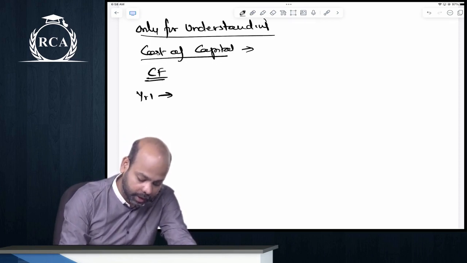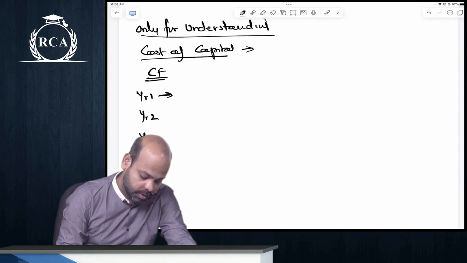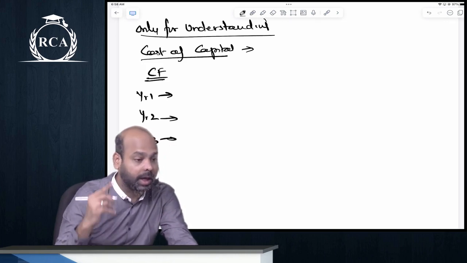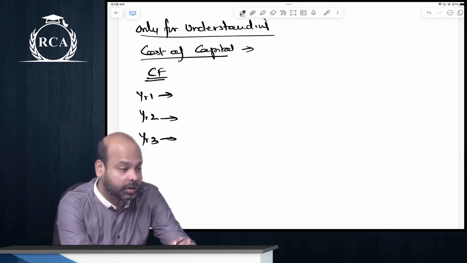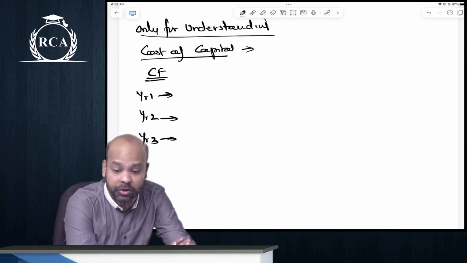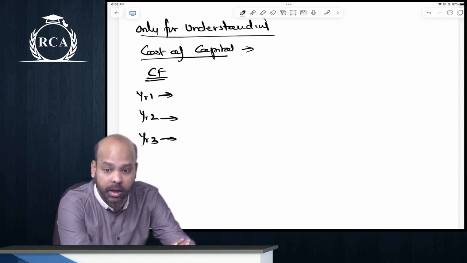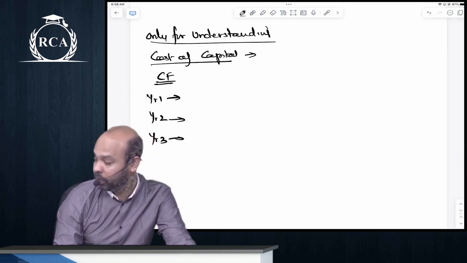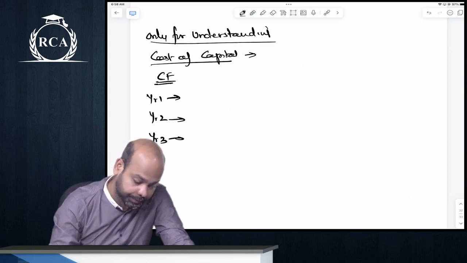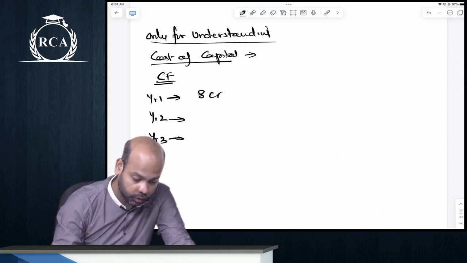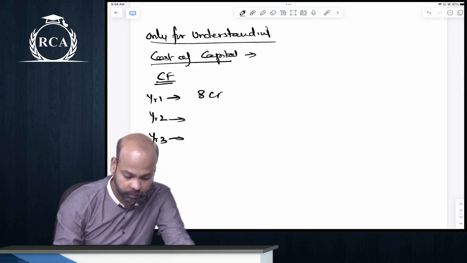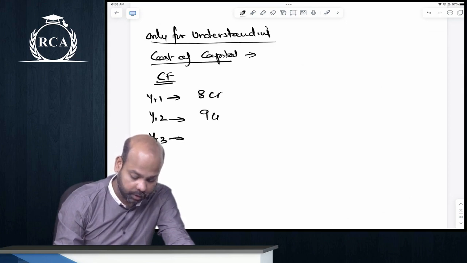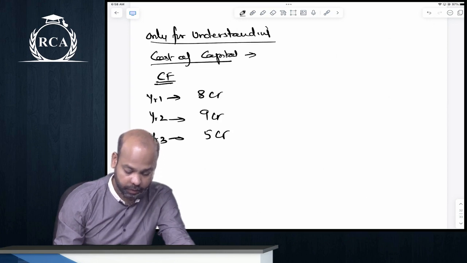Everyone knows how to compute IRR? We did that, guys, in YTM also. If they ask us to compute accurate YTM, we do not go by the shortcut formula, we go by the IRR technique, the present value technique. याद है ना? So year 1 beta, what is your cash flow? 8 crores. Year 2, 9 crores. Year 3, 5 crores.